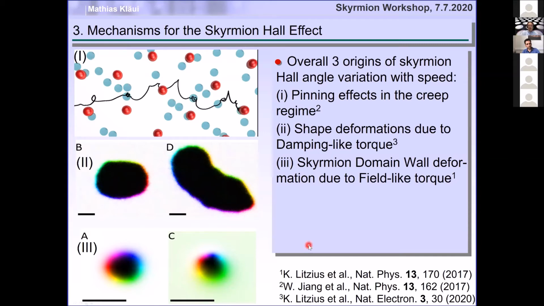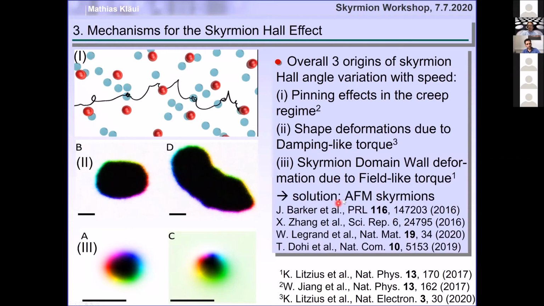And of course, to overcome this, as we've already heard, you can use antiferromagnetic skyrmions, which were first suggested theoretically by Joe Barker and Zhang et al., and then shown experimentally by Vincent Cros and Takaaki Dohi at Sendai. All right, so this is all I want to show you about this fast motion. Let's change gears and go to slow motion.